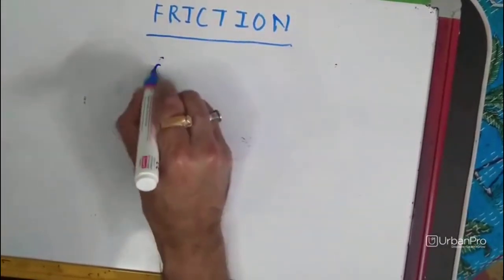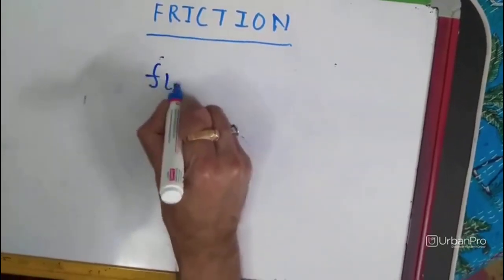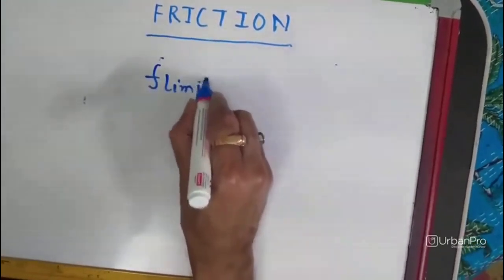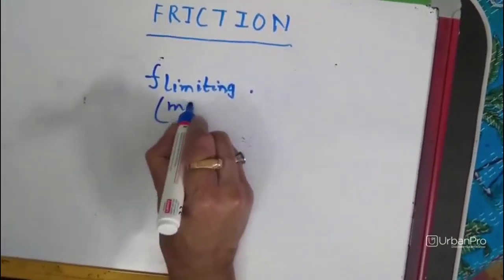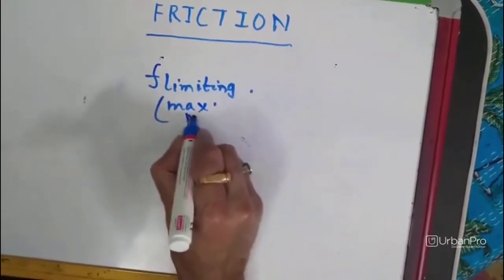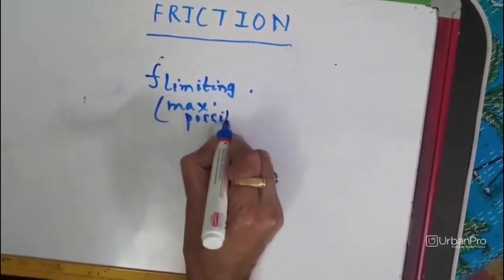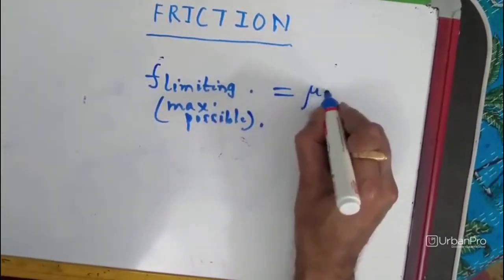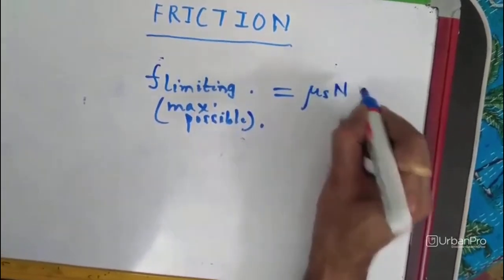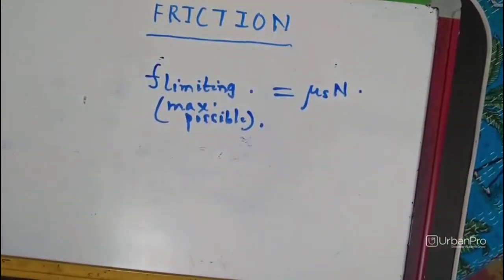And friction limiting, or also the maximum possible friction, is denoted as mu Sn. So that's the maximum possible friction possible. So now let us understand with the help of an example, what is this mu?